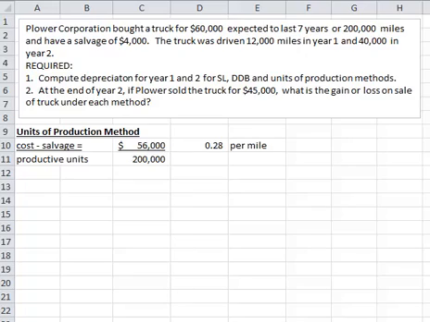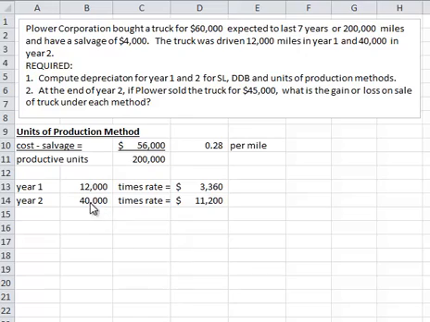Okay, so let's calculate it. So the number of miles that were driven, 12,000 in year 1 times the rate of 28 cents a mile gives you 3,360. In year 2, you drove 40,000 times the rate of 28 cents per mile gives you 11,200. So what does the balance sheet look like for this asset?